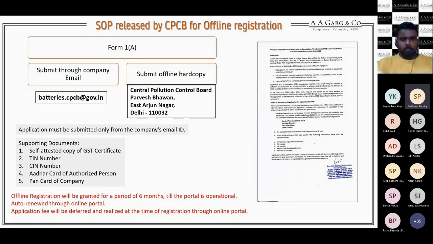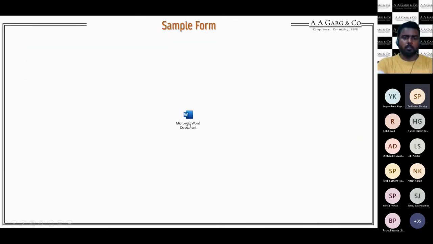So we, as an A to Z team, have prepared this Form 1A. I will quickly take you through how we are incorporating the information in the Form 1A. This is the sample Form 1A. Firstly, we are writing a cover letter to the member secretary with the subject statement that we are seeking a grant of registration as a producer as per the procedure laid down in the SOP and as per the rule given in 4.4 in the BWM rule.